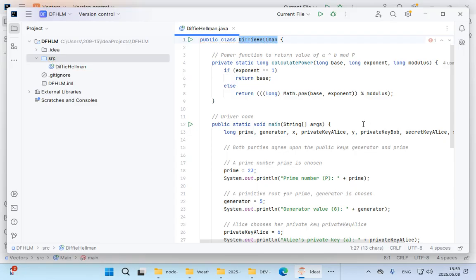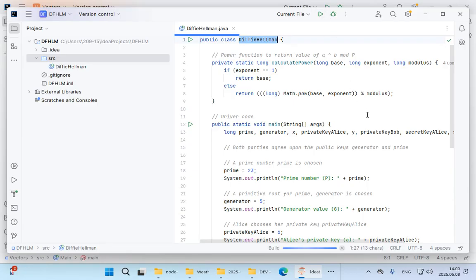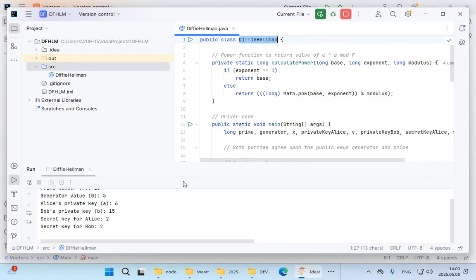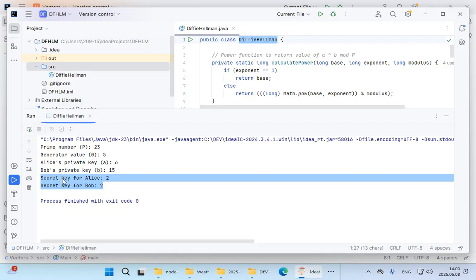Okay. So let us now try to calculate. You see here, it is a very primitive program. We can try to figure out how it works. Here we define the prime number, and we define the generator value or base. We define also the private key for Alice and the private key for Bob, which can be any numbers, and then we have the secret key which is the same. Do you understand?